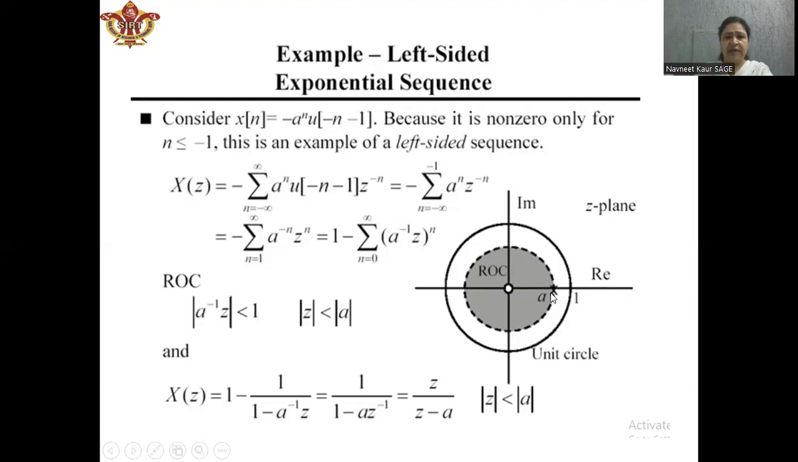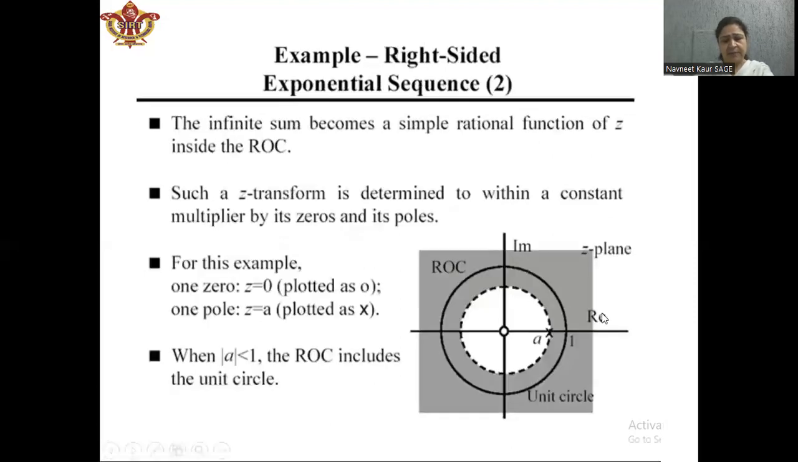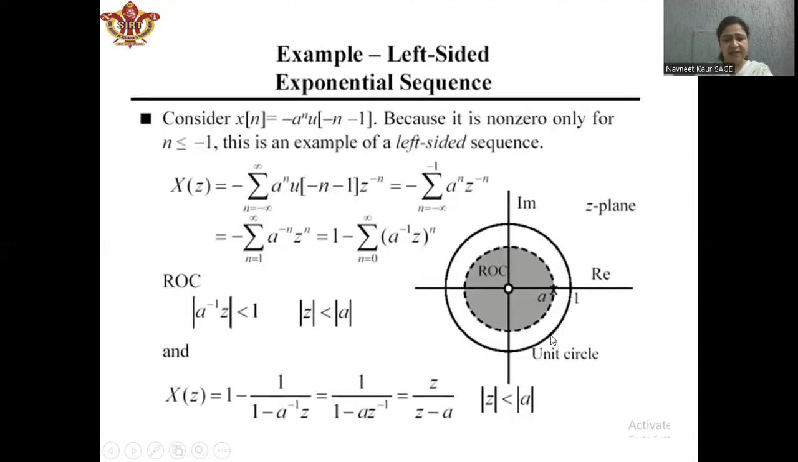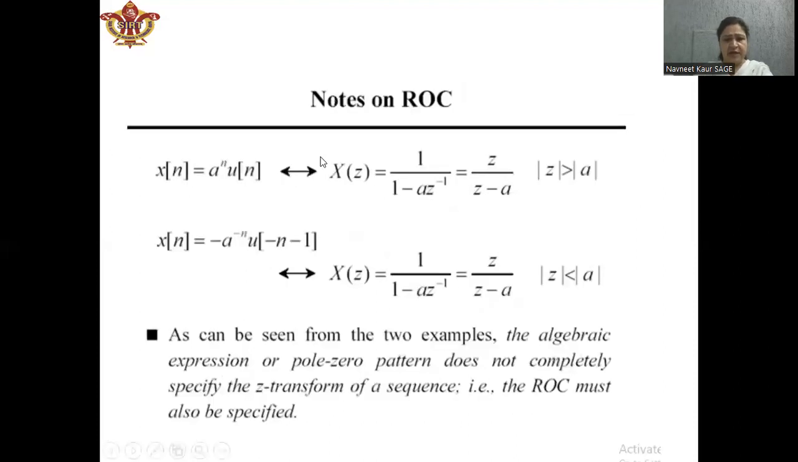So here I have seen that for a right-handed sequence, the z transform was z upon z minus a, but the ROC was outside the circle of radius a. Whereas for a left-sided sequence, again X(z) is z upon z minus a, but the ROC is inside the circle of radius a. So this is the summarized form which we have already calculated. X(z) is z upon z minus a in case of a right-sided sequence, and the ROC is z greater than a, and X(z) is z upon z minus a for a left-sided sequence, and the ROC is z less than a.